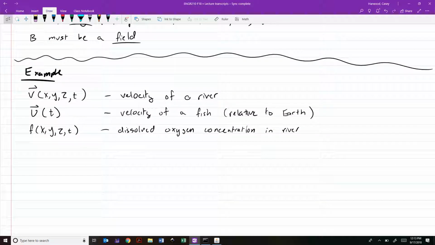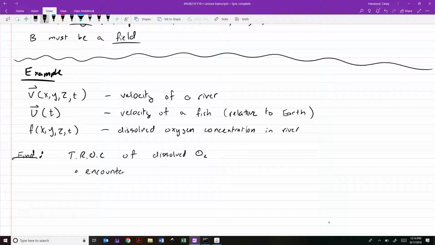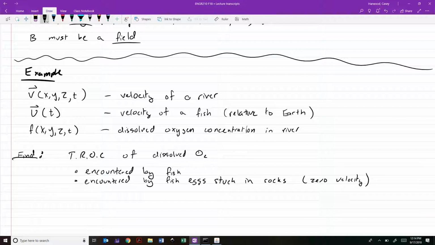So symbolically, how would we write out the time rate of change of dissolved oxygen encountered by the fish, encountered by fish eggs stuck in the rocks at the bottom of the river, in other words, ones that have zero velocity, and encountered by fish eggs drifting with the current.